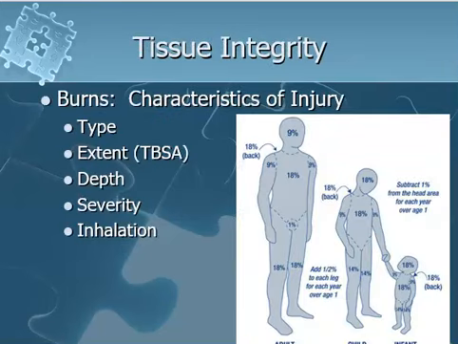So tissue integrity does play a large part in fluid balance for adults and children. We're going to talk about the extent of burns. We have first, second, third, and fourth degree burns. We're going to look at a picture of that soon. Anytime you have a patient that has a burn, your first concern is going to be about an inhalation injury.